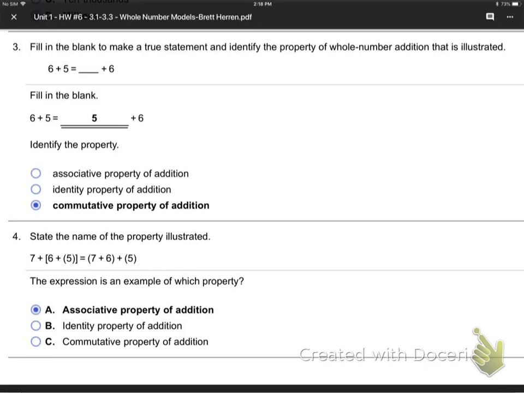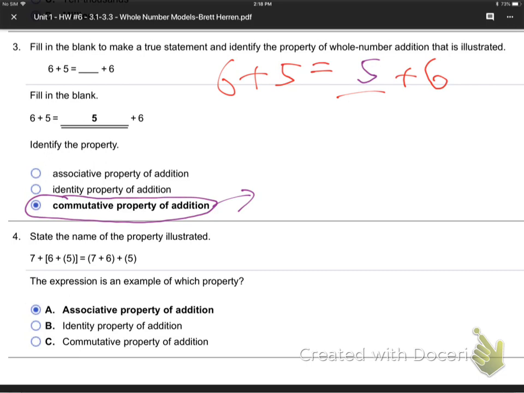Okay, so 6 plus 5. Fill in the blank. 6 plus 5. Oops, my 5s always look a little weird. Equals what plus 6? Well, you know this rule. You know that it's just 5 there. And what that's saying is you can switch the order of adding. And you all know that, right? The order of adding never matters. 6 plus 5, 5 plus 6 is 11, either way you do it. What's that called? Well, there's the name right there. That's called the commutative property of addition. That means you may switch the order.